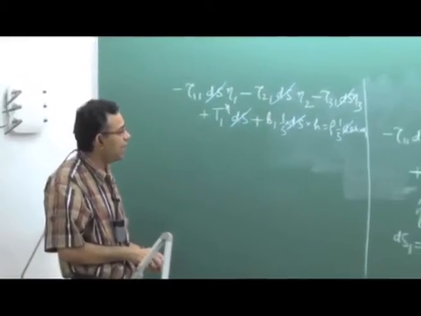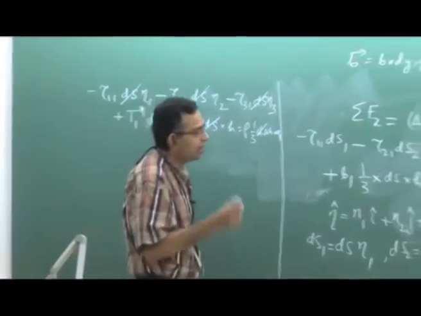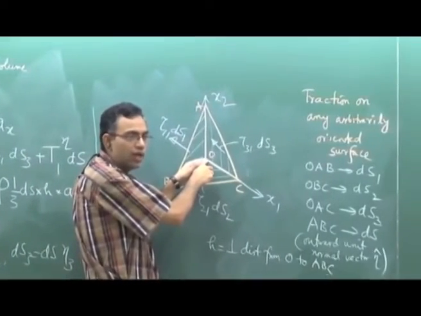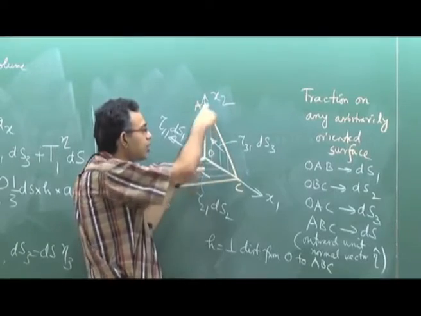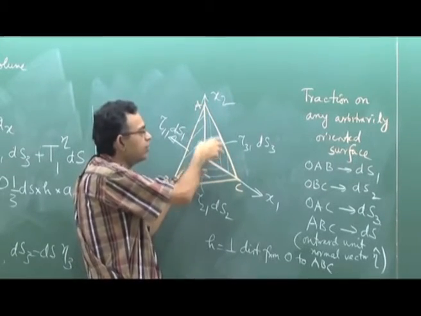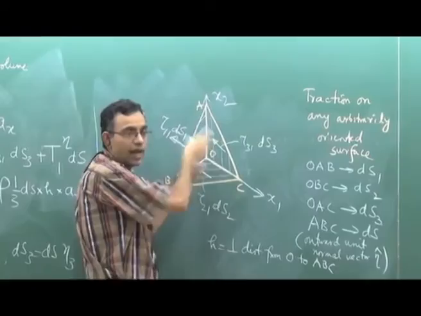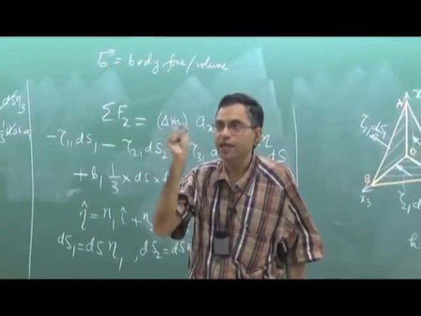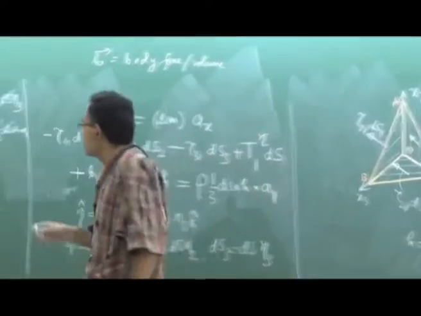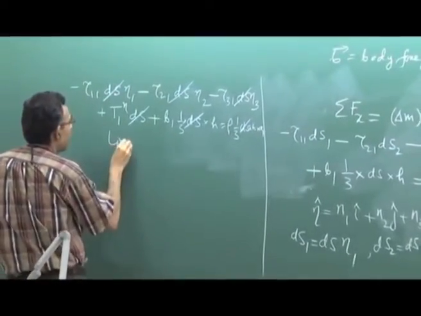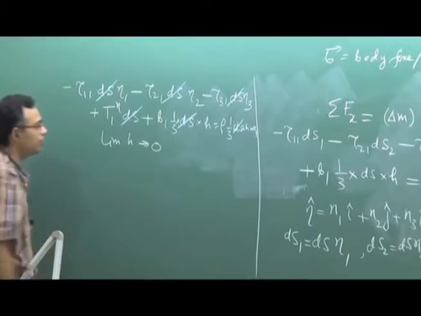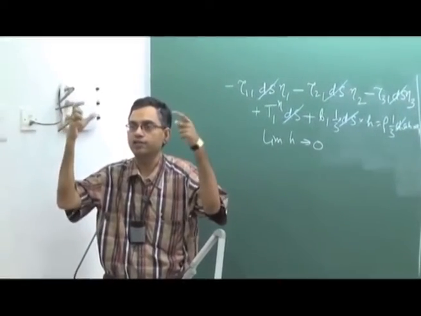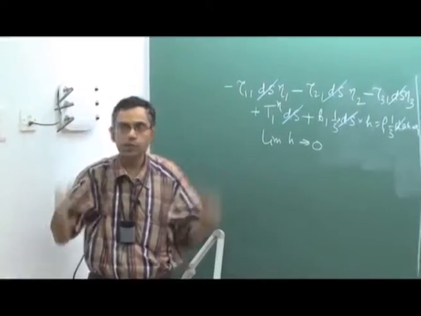So what is our interest? Our interest is at this point O, we are trying to represent the force on the arbitrarily oriented surface in terms of the force on the other surfaces at the point O. So at the point O, we should take the limit as h tends to 0. If you take the limit as h tends to 0, what will happen? The entire volume will shrink to the point O.